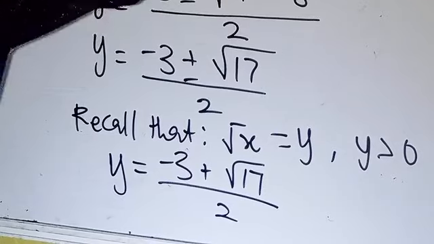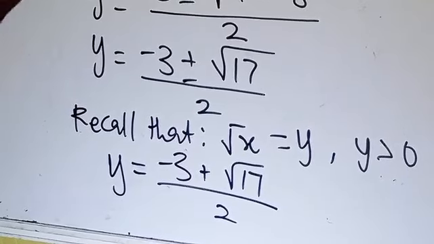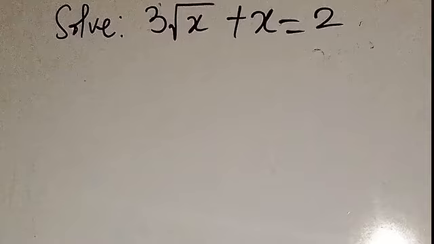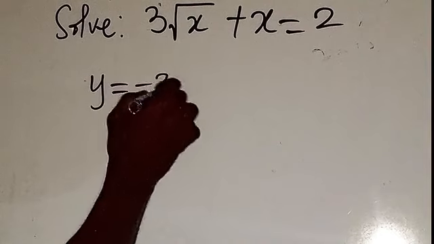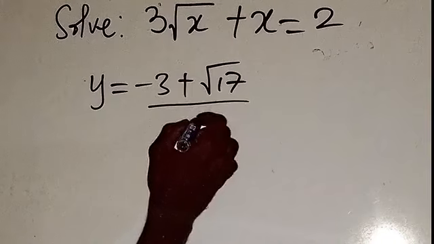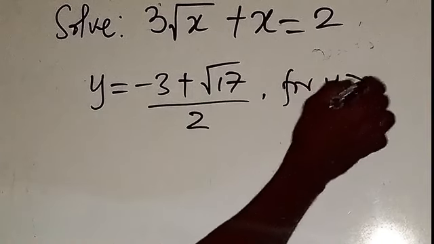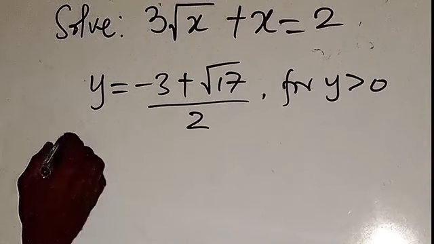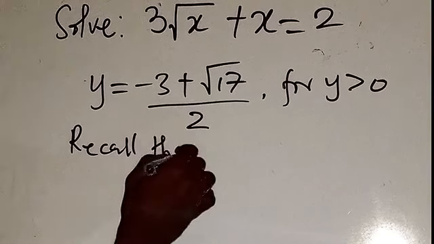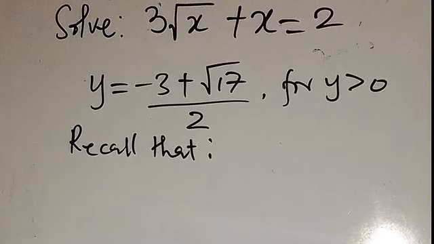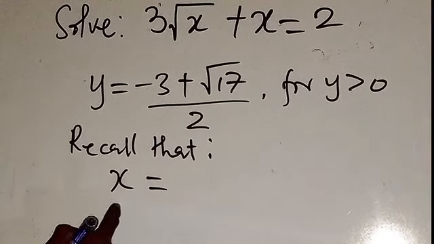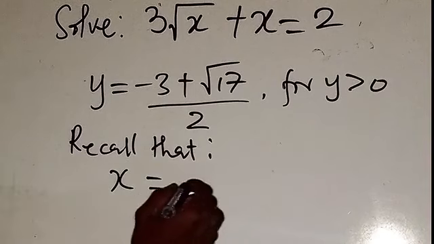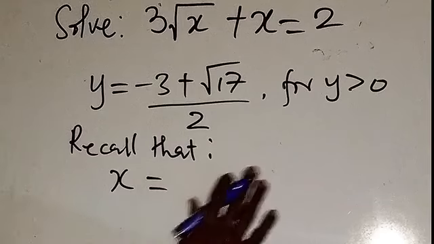But don't forget that we have to, let me write our last expression, minus 3 plus root 17 then over 2. This is the solution for y greater than 0. But recall again what I asked you to jot down or take note of: recall that x, because that is what we are looking for, x equals y squared.